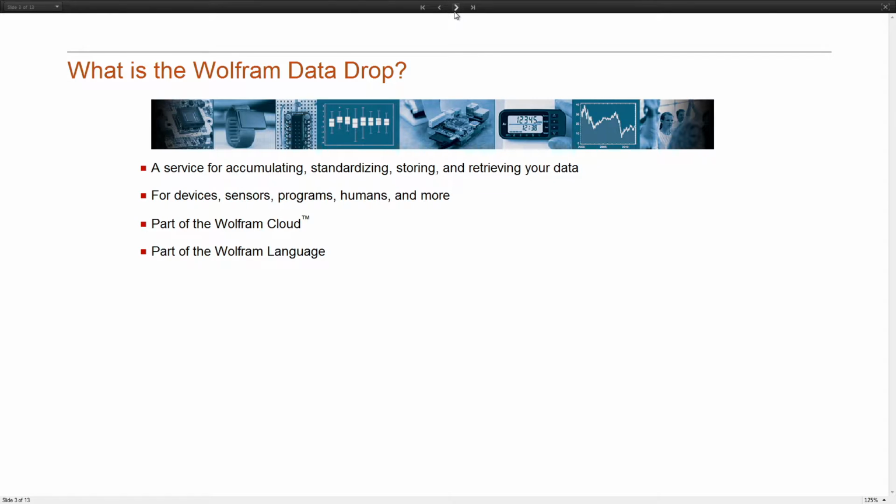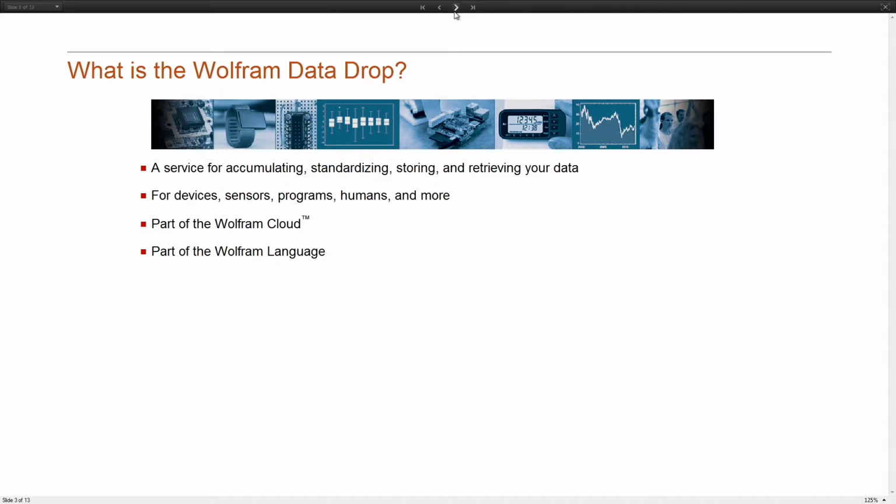So, like I said, Data Drop is a service for aggregating data, but it doesn't just aggregate data. It also standardizes it and gets it into WDF. So you can get all of your entities as entities. You can get dates as dates. You can get geolocations as Wolfram geolocations. You can get quantities as physical quantity objects. It standardizes it into the format that allows you to do all of our great analysis with it.